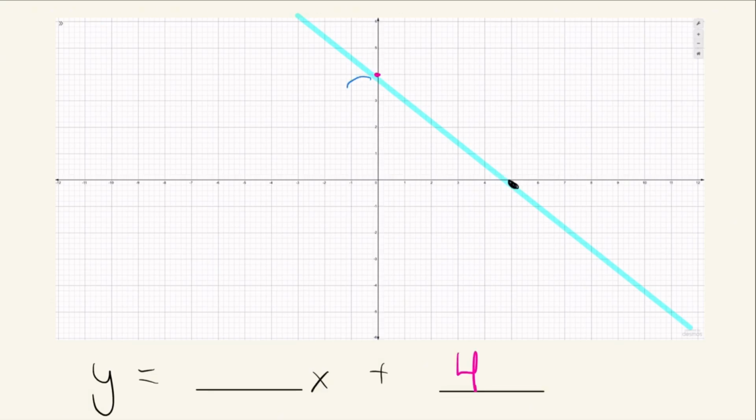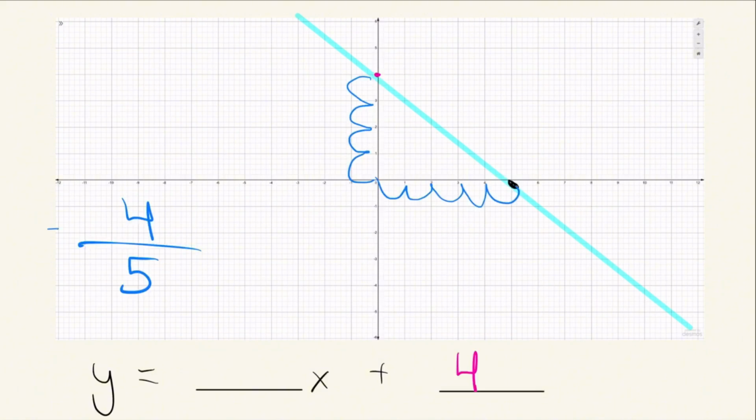We go down 1, 2, 3, 4, and let's just write that down, 4 over 1, 2, 3, 4, 5. And this is going negative. So our slope is -4 over 5.